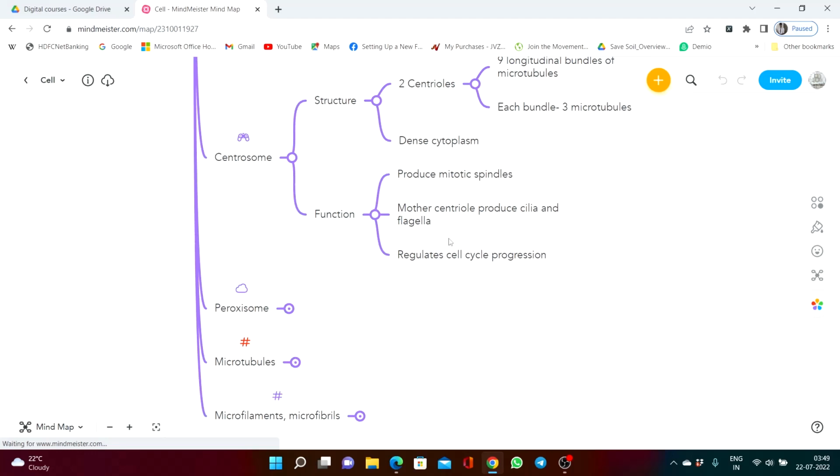The mother centriole gives rise to the daughter centrioles, it produces the cilia and flagella, and it regulates the cell cycle progression.